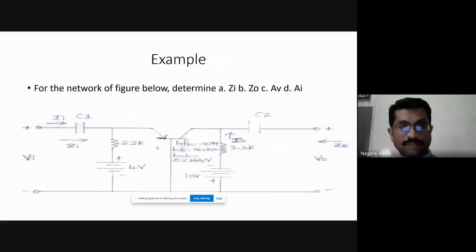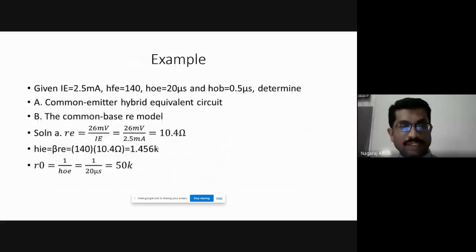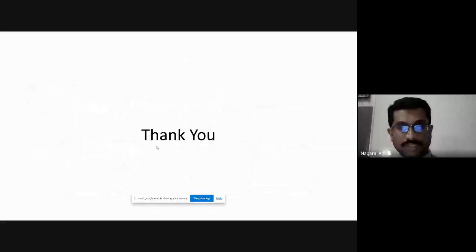Then we discussed two examples. The first example was on the common base configuration, approximate hybrid equivalent model. The second example was on the common emitter hybrid equivalent circuit and the common base RE model. Yes, friends, were today's topics understood?